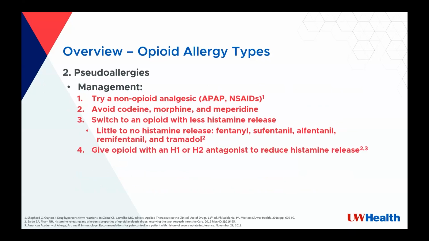In terms of management for pseudoallergies, we have multiple options. First, we can try a non-opioid analgesic, such as acetaminophen or NSAIDs. We can avoid those common culprits that I mentioned, so thinking about codeine, morphine, and meperidine. We can switch to an opioid with less histamine release. It's been noted that fentanyl and tramadol are known to cause less of that release. And then finally, we can also give the opioid with an H1 or an H2 antagonist, such as cetirizine or famotidine, to help reduce histamine release.